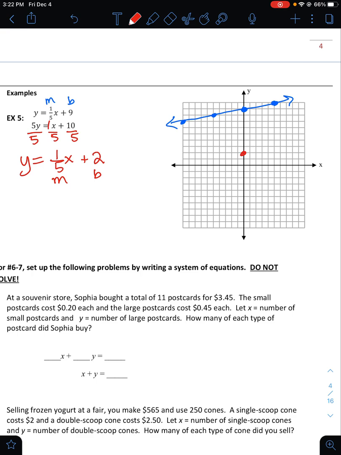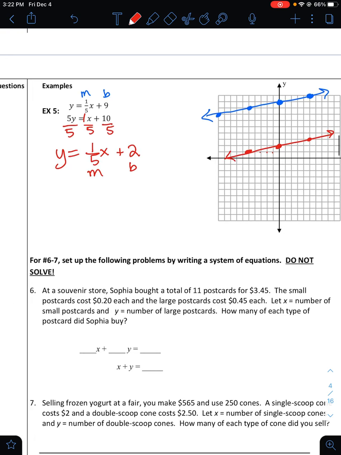So 2, and then up 1 over 5. I'm going to go down 1 over 5. Do you see how they're parallel? Oops, I don't think I went 5. Down 1, 1, 2, 3, 4, 5. All right, see how they're parallel?